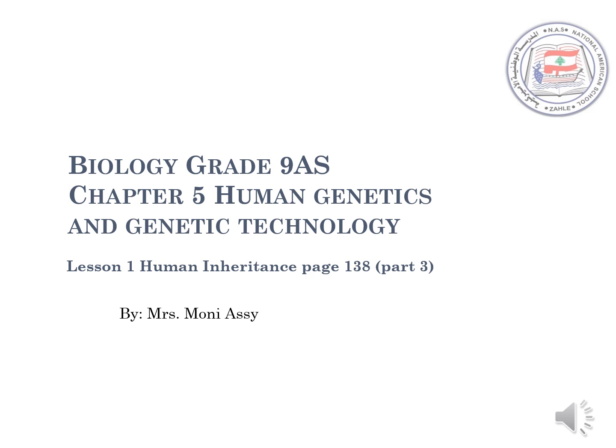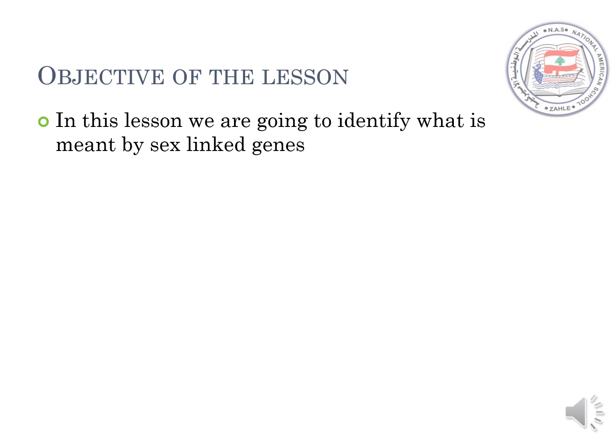This is Miss Moni. Today we're going to continue chapter 5, Human Genetics and Genetic Technology, lesson 1, Human Inheritance. This is the second part of lesson 1, so please open your books to page 137. The objective of the lesson is to identify what is meant by sex-linked genes.